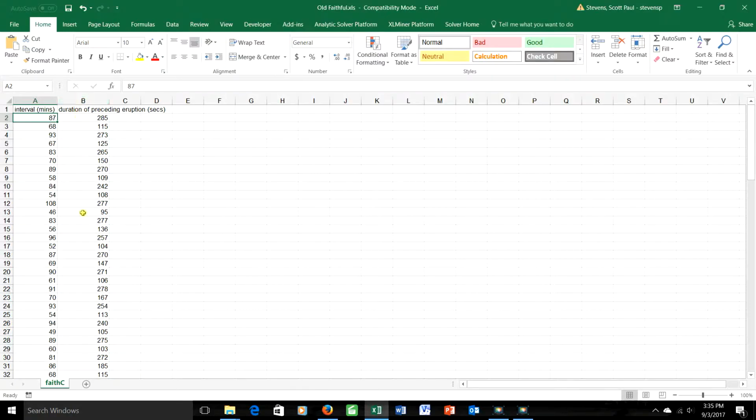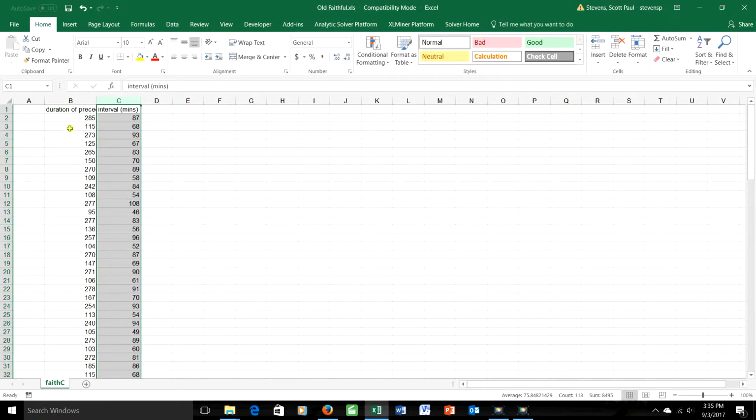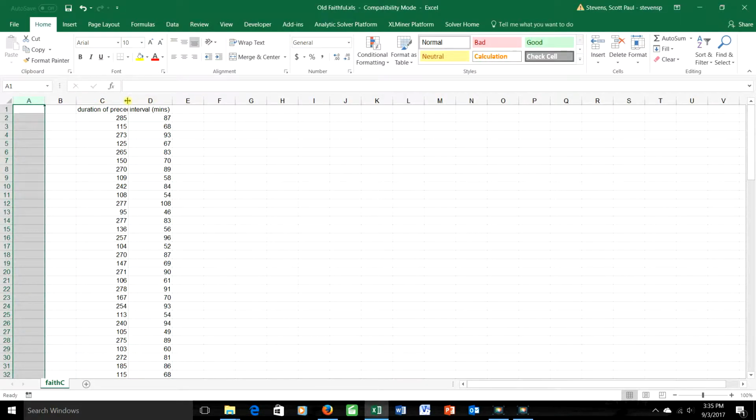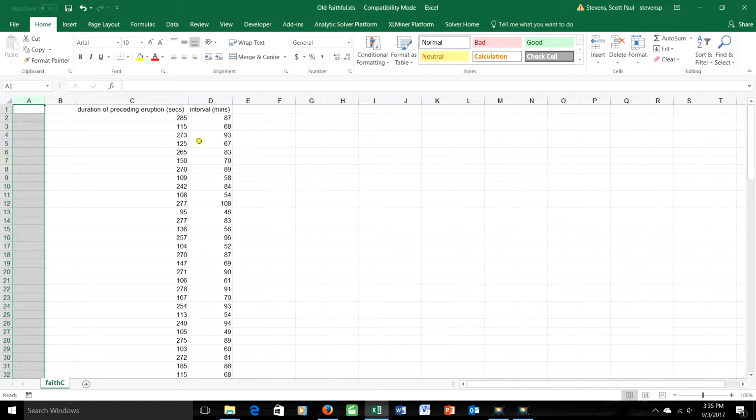Because I'm trying to use column B to predict column A, it makes a little more sense to put column A after column B. So I'm going to grab the whole column and just drag it over here to column C. I'll get rid of the old column A. And now I know how long was the preceding eruption, followed by how long was the rest. These two numbers go together, and I'm trying to see whether there's a relationship.